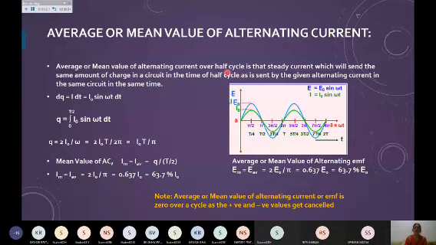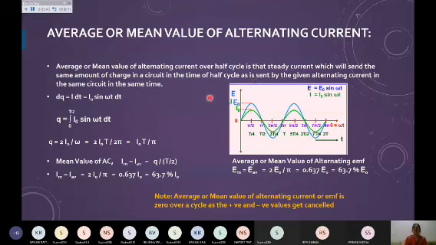You should understand that it is always defined over the half cycle, because over the complete cycle the value will become 0 and it will not make any sense. So you have to keep this thing in mind, that I have to take only half cycle when I have to define the average value or mean value.